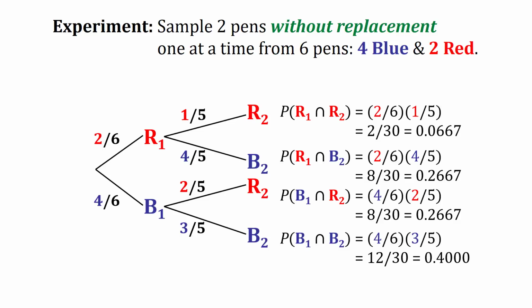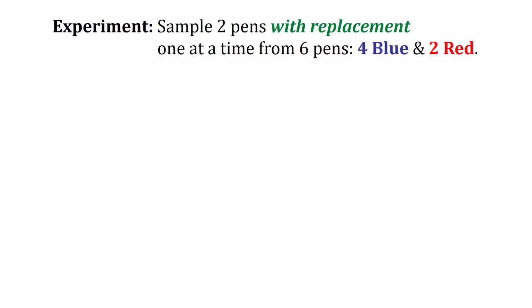Alright, let's look at the exact same scenario, except I'm going to change one little thing. Instead of sampling without replacement, I'm going to sample with replacement. So I still have 6 pens, but once I pull the first one out, I'll remember what it was, but then I'll put it back. And so the very first part of my tree diagram, the first pair of branches, is going to look the exact same. There are 6 pens, 2 are red, 4 are blue.